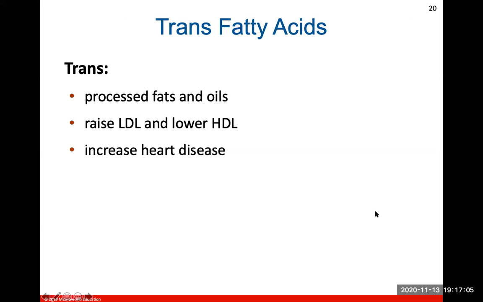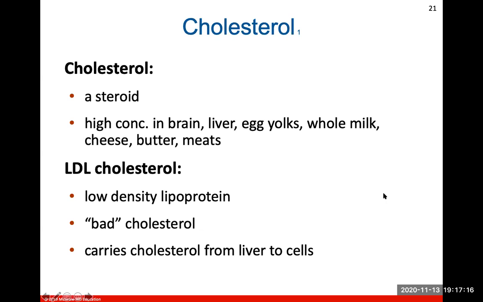Trans fatty acids are processed fats and oils. They will raise LDL and lower HDL, and LDL is the bad cholesterol. They will increase the risk of heart disease.